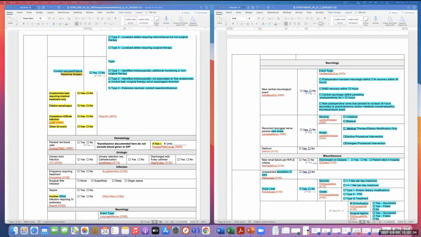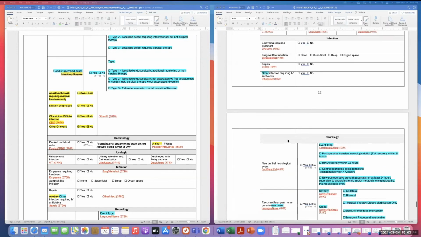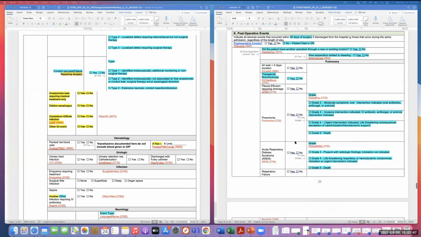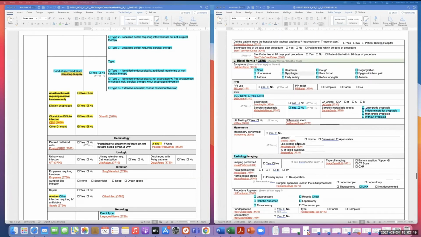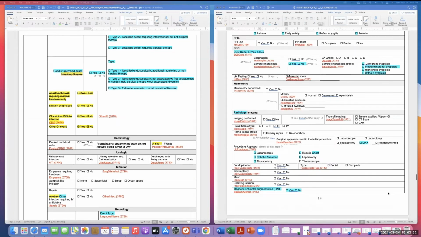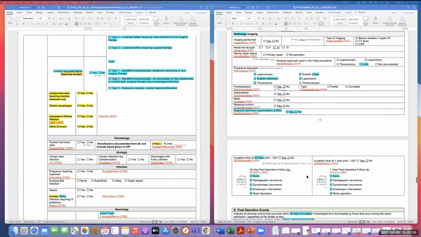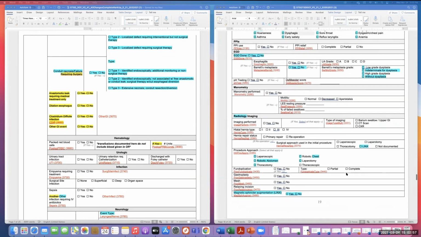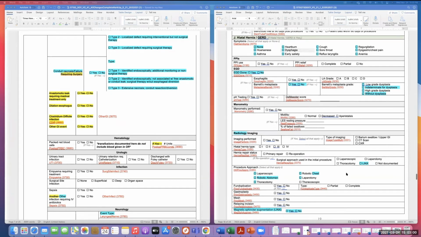Why does hernia reoperation not include thoracoscopic and robotic options? Sorry for the scrolling, everybody. Do you understand the question, Dr. Wormuth? My eyes are blurry from the scrolling. It says, why does hernia reoperation not include thoracoscopic and robotic options?